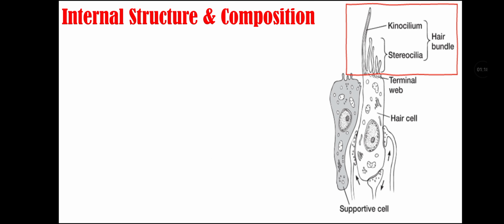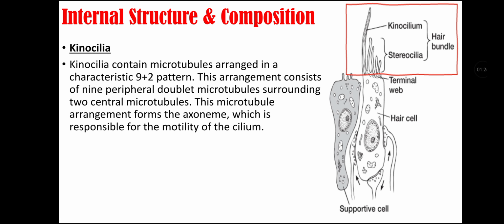Talking about second characteristic, that is internal structure and composition. First, talking about kinocilia. Kinocilia contain microtubules arranged in a characteristic 9 plus 2 pattern. This arrangement consists of 9 peripheral doublet microtubules that surround the 2 central microtubules. This microtubule arrangement forms the axoneme, which is responsible for motility of cilium.